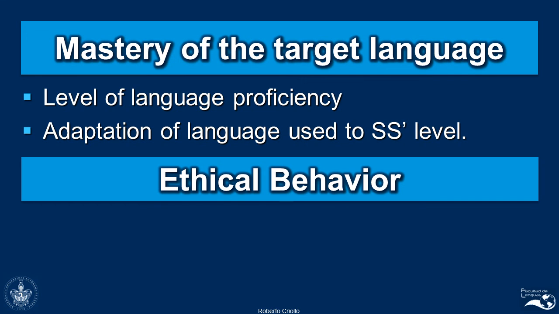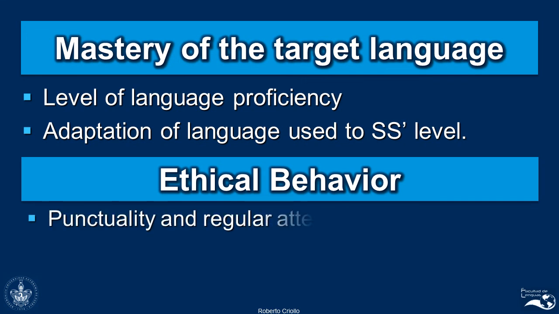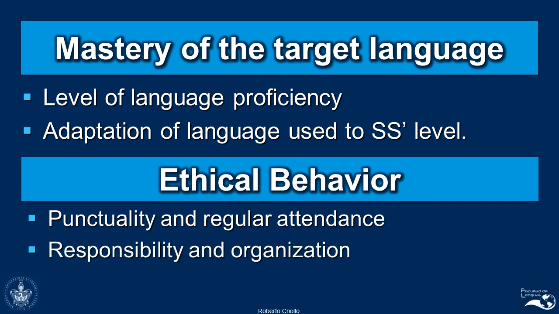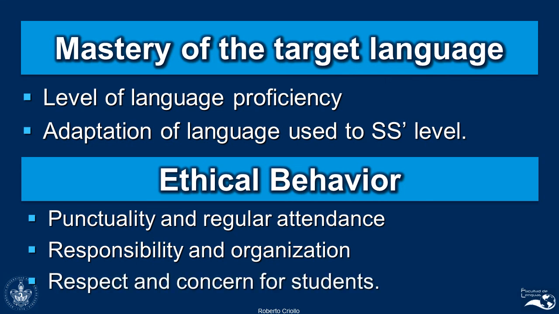Another example would be ethical behavior, which can be divided into punctuality and regular attendance, for example, and also responsibility and organization, and finally, respect and concern for the students. So, this is the first element of measurement. First of all, the characteristics. We need to define the thing that we are interested in measuring. We need to define it very clearly, and this is the first example.